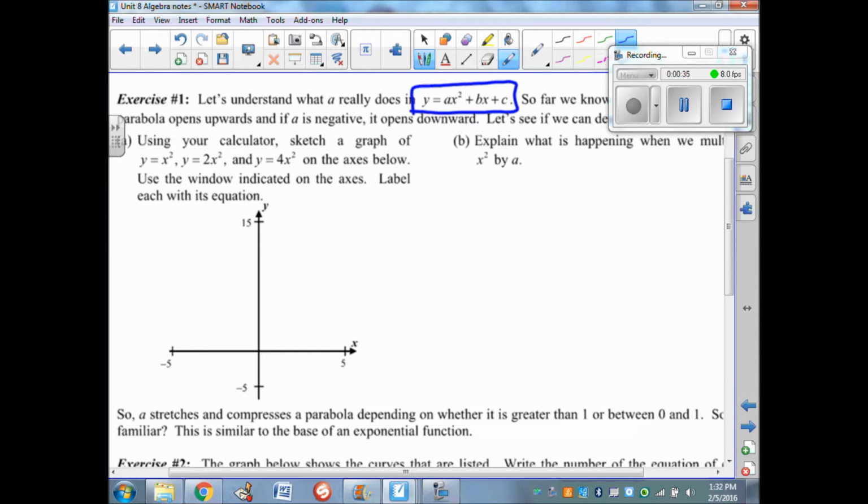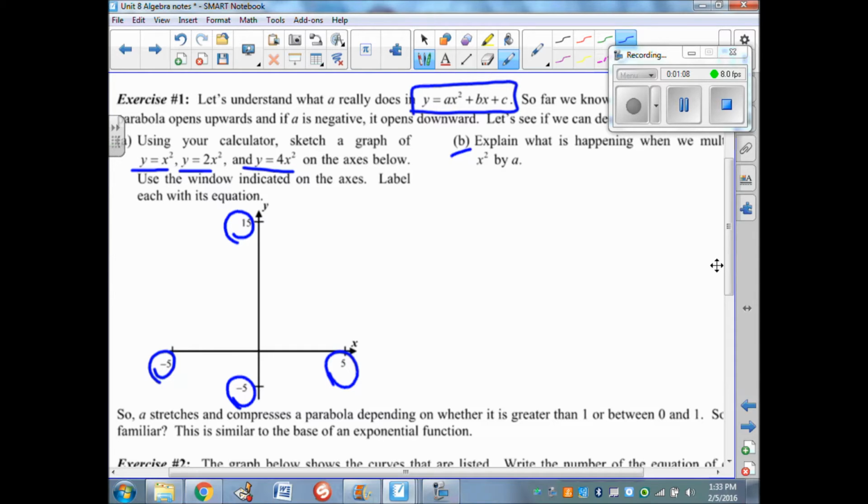When I take a look at A, and the examples they're giving me, they're saying use your calculator and then sketch a graph of each one on the axis below, using the window indicated. So make sure that you're able to change your viewing window on your calculator to what's given here. I'm going to let you do that on your own, and then I want you to write down some patterns, some things that you see happening, because that's going to help you to answer B.